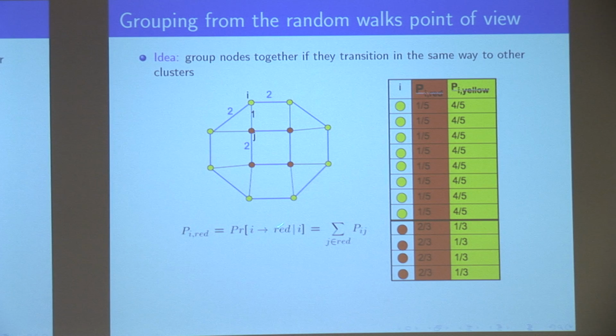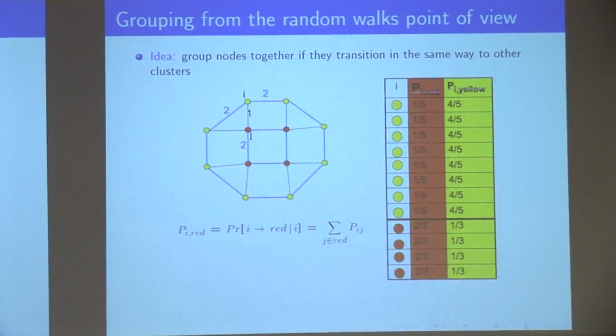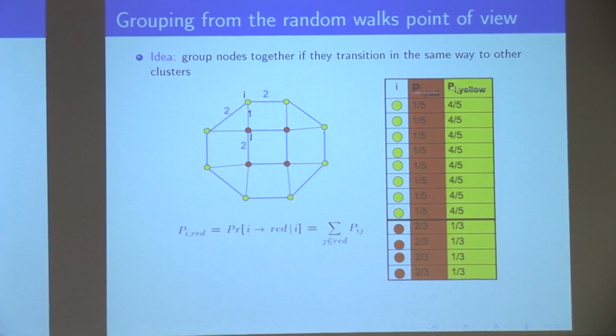If you think of what happens with the matrix P when I do these operations, I sum columns of the matrix P to get these vectors. Transitions from i to a cluster instead of transition probability from i to a point. And what is nice in this case is that this grouping is supported by these transition probabilities, which are equal for every node in the same group. So all the yellow nodes transition in the same way, all the red nodes transition in the same way, but only when I look at the group level.